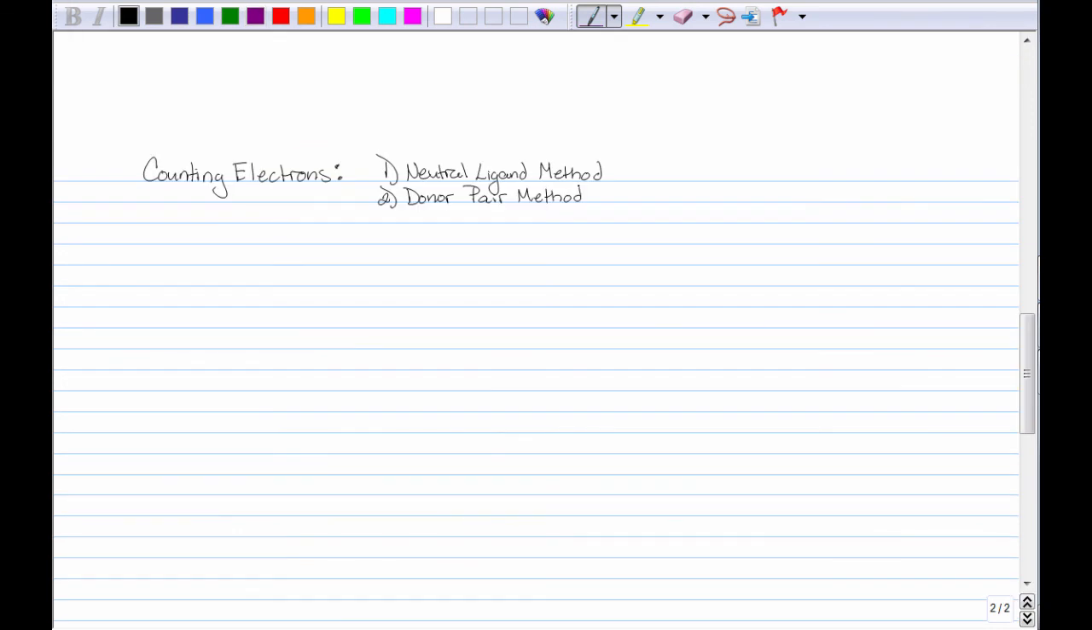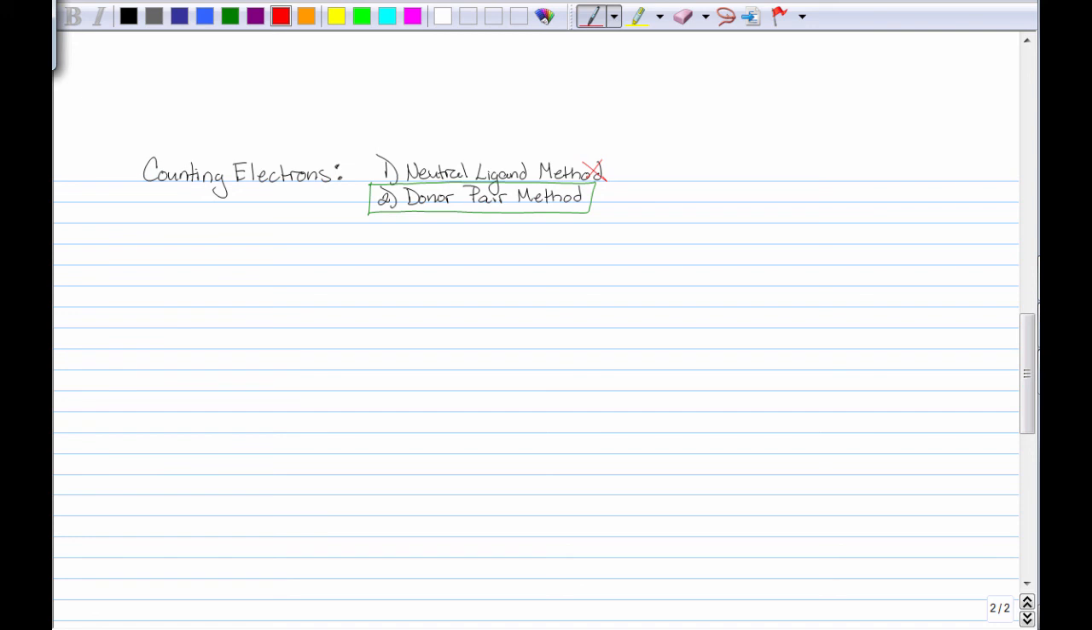There's no right way to do this. And there are 2 kind of systematic methods that exist. The first is the neutral ligand method, and the second is the donor pair method. They both have their advantages and disadvantages, and you can read about those in your textbook or in the supplemental reading that I gave you. I'm going to be consistent with your Shriver and Atkins textbook, and I'm going to use the donor pair method, and I'm going to explain that here. I'm not going to cover the neutral ligand method.